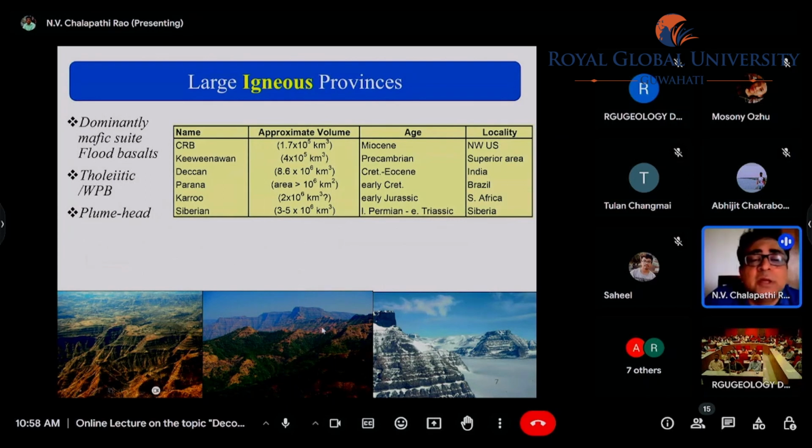I've shown some pictures. These are the Siberian traps on the extreme right side, the Deccan traps in the middle, and the Columbia flood basalts on the left side. These are some of the world's very well-known LIPs. Columbia River basalts, Kivinaw basalts, again Precambrian, in Canada. The Columbia River basalts are Miocene in age. Our own Deccan traps are Cretaceous to Eocene. In Brazil, you have the early Cretaceous Parana traps. In South Africa, the early Jurassic Karoo traps, and the Siberian traps are Permian to Triassic, and they are of similar age to the Panjal traps in Kashmir, India. We have traps called the Panjal traps, which are of exactly similar age.